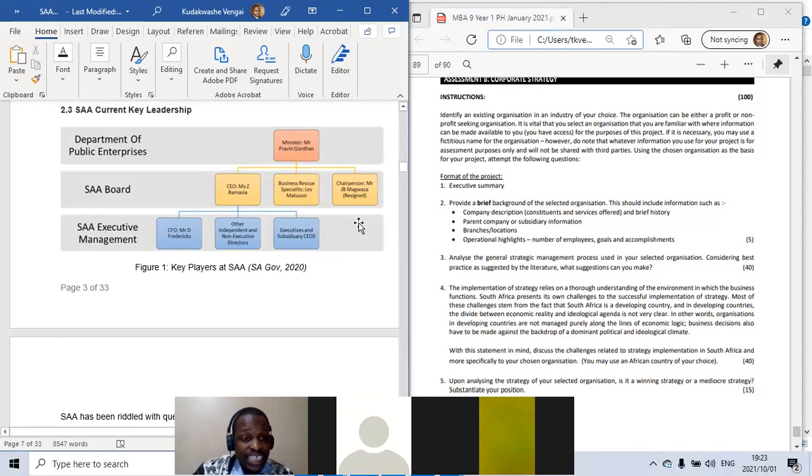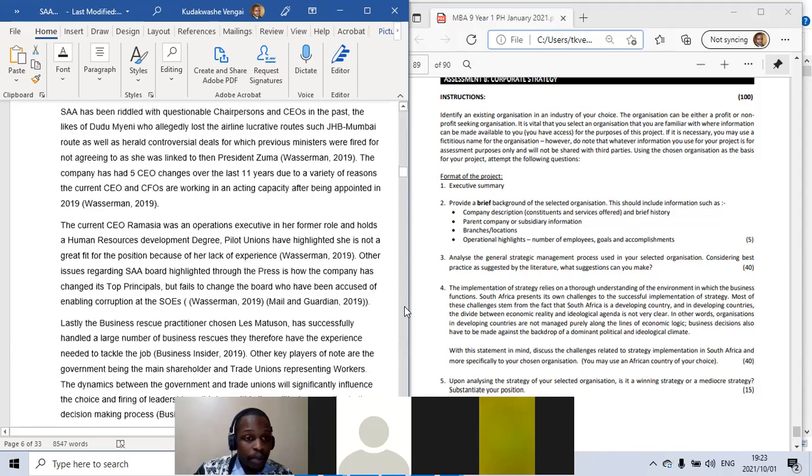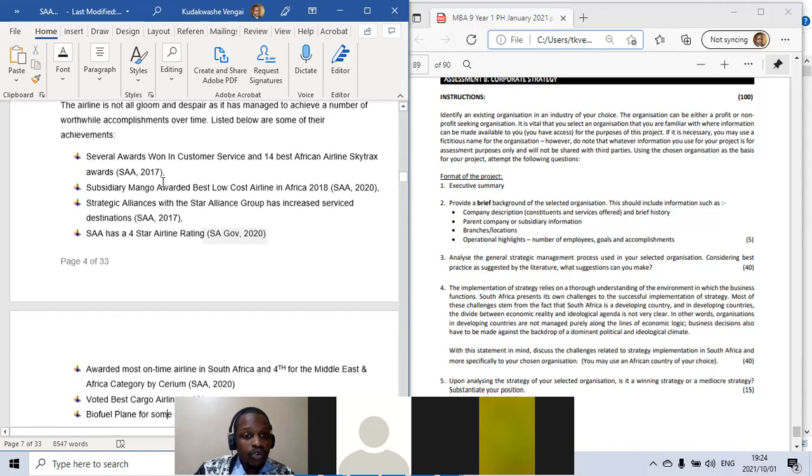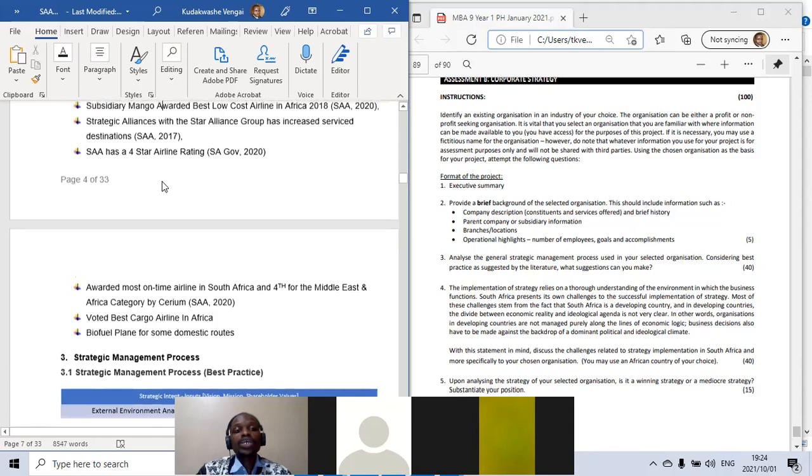You can even put the organizational chart for the company. You can see over here, it gave a bit of breakdown in terms of the CEOs of the company. Is this section over here, SAA key achievements to date, right? The achievements that they have made over the past few years. So that's what I was talking about here under the brief background. So this is SAA, right?